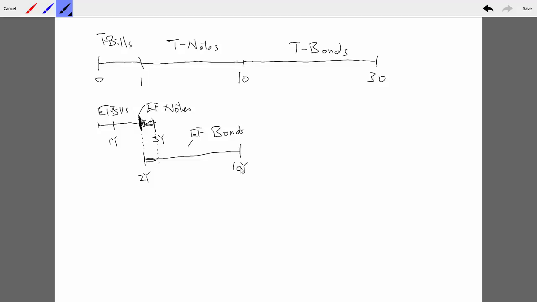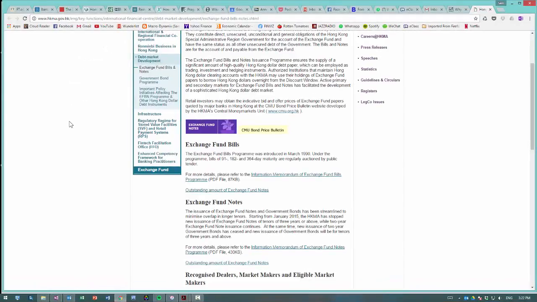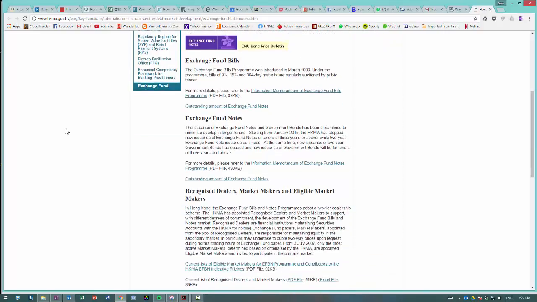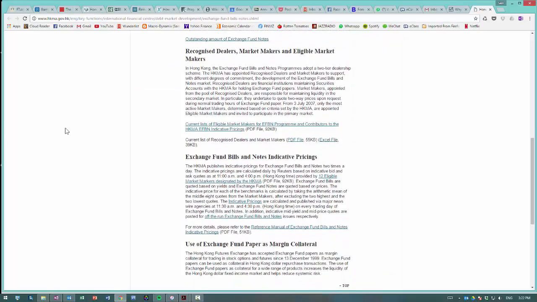So you should not have any difficulties in looking up the 10-year risk-free rate according to bond yields of the Hong Kong government issued exchange fund bonds. In fact, they'll be down here somewhere if you look up the correct page for indicative pricing.